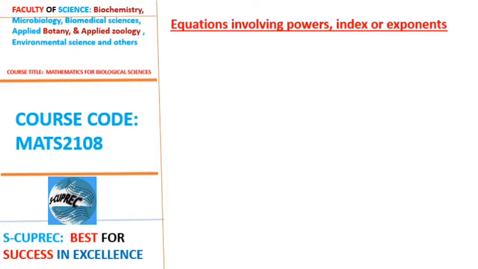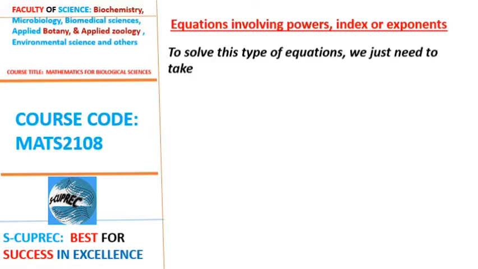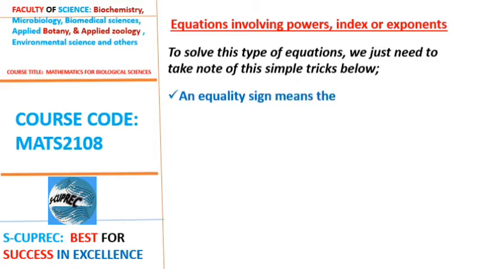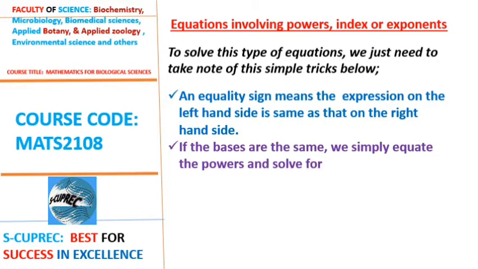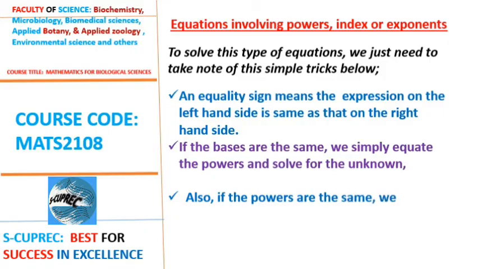Let's look at equations involving powers, indices or exponents. To solve this type of equation, we just need to take note of the following tricks. The very first point is that an equality sign simply means the expression on the left hand side is exactly the same as the expression on the right hand side. Generally, if the bases are the same, we simply need to equate the powers and solve for the unknown value. Take note of this. Also, if the powers are the same, we can equate the bases and solve for the unknown value as well.